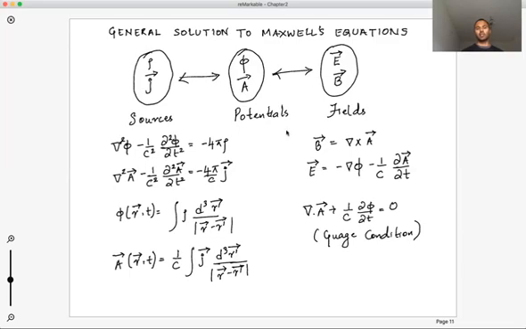And so what's the second step? That's given in the right-hand column here. The second step is to get to the fields. The magnetic field is just the curl of A, and the electric field is given by the gradient of the scalar potential and the time derivative of the vector potential. So that's the most generic form of solution to Maxwell's equations.